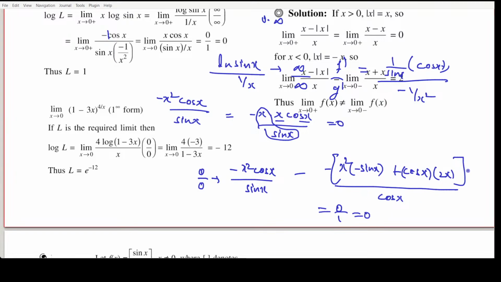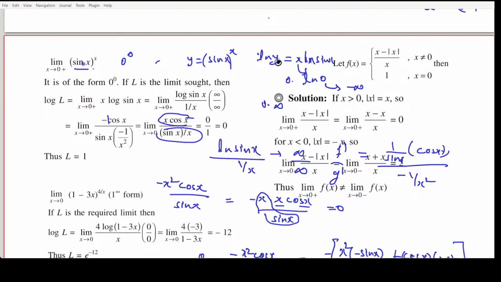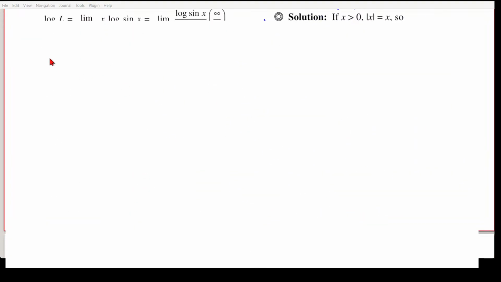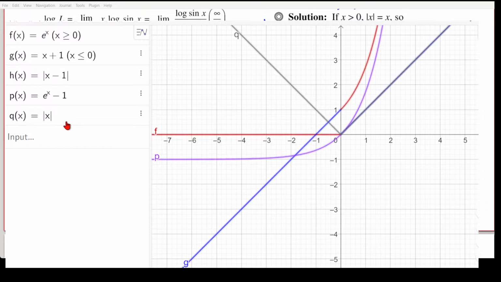Now we can directly substitute x equals 0. There also you got 0. Either you stop here and use sin x by x and call it 1, and this one as 0, or you go one step ahead and still reach here. Understood? Ultimately, what is the limit? The limit of sin x power x is actually equal to 1. You got 0, no? Okay.